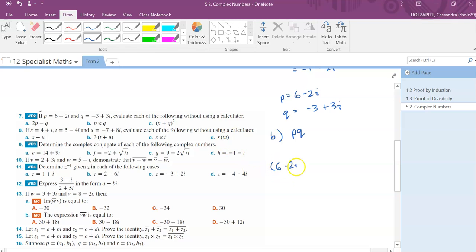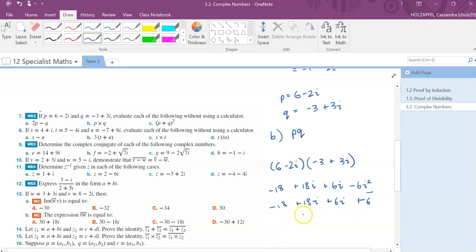So this is going to be 6 take 2i multiplied by negative 3 plus 3i. Let's do this multiplication. 6 times negative 3 is negative 18. 6 times 3i is going to be 18i. Negative 2i times negative 3 is going to be positive 6i. And negative 2i times 3i is going to be negative 6i squared. Now we know that i squared is equal to negative 1. So negative 1 times negative 6 is actually going to make this positive 6. So let's rewrite this: negative 18 plus 18i plus 6i plus 6. Remember, a negative times a negative makes a positive.